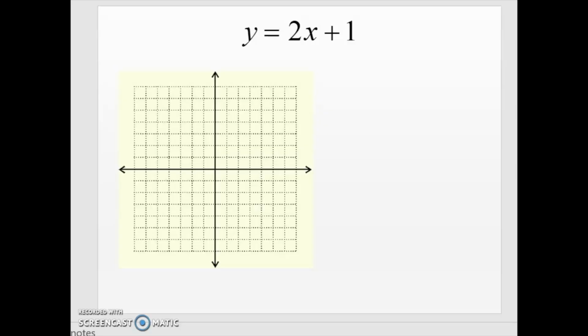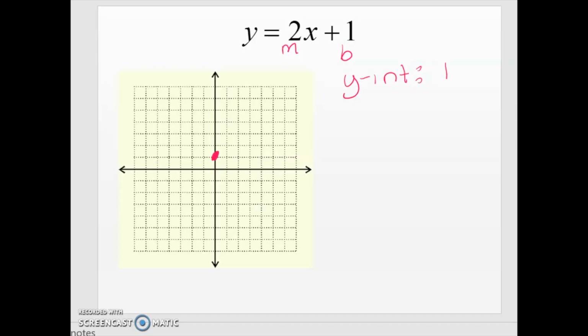Okay, so here's our first equation. We can see that it is already in the format y = mx + b. So this number here, the 2, is representing our m, our slope, and the 1 is representing our b, our y-intercept. So what does that mean? That means our y-intercept, the point where our graph crosses the y-axis, is at 1. So we're looking at our y-axis, and the point of 1 would be right here. So right away, I'm able to graph that point.